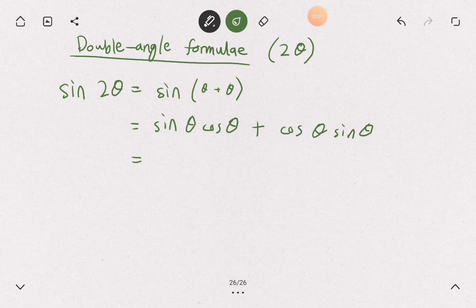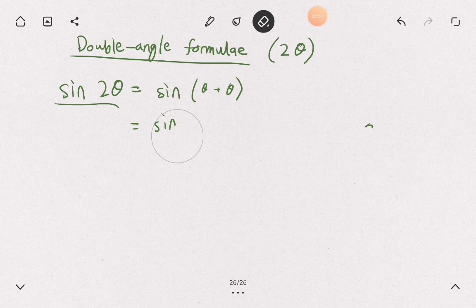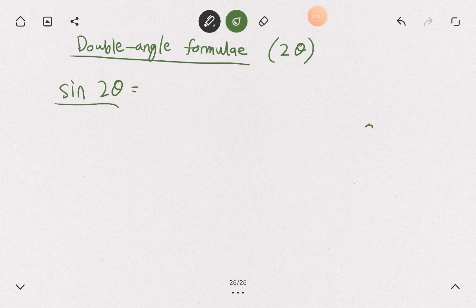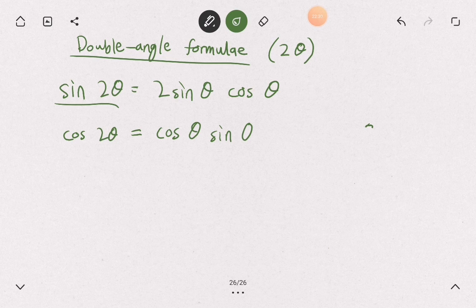And this becomes, okay, so this is the simplified version. This is 2 sine theta cos theta. Similarly, it's the exact same thing as before, so I want to just go through this very fast.